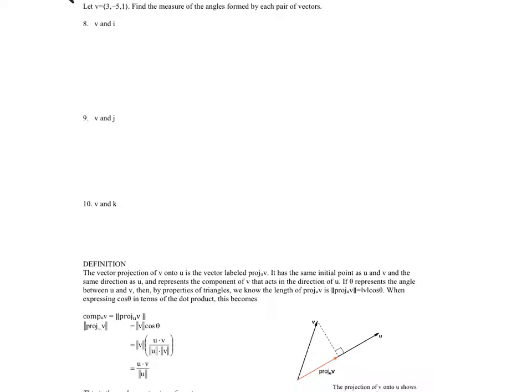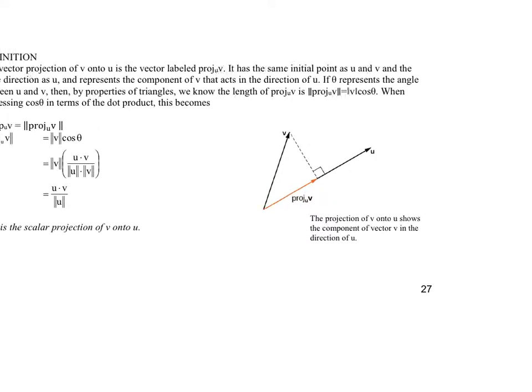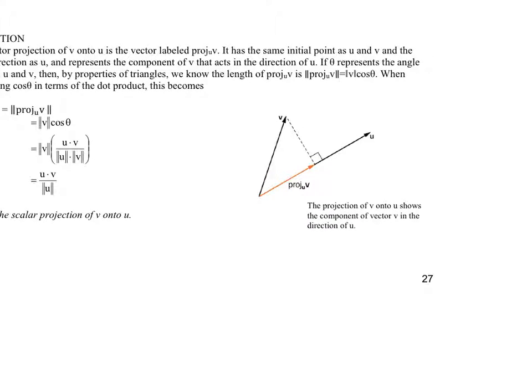All right, so I'm gonna pop a star on these bad boys. And then we're gonna talk about a component and a projection between two vectors. Vector projection of V onto U is the vector labeled proj sub U of V. So it's V onto U.